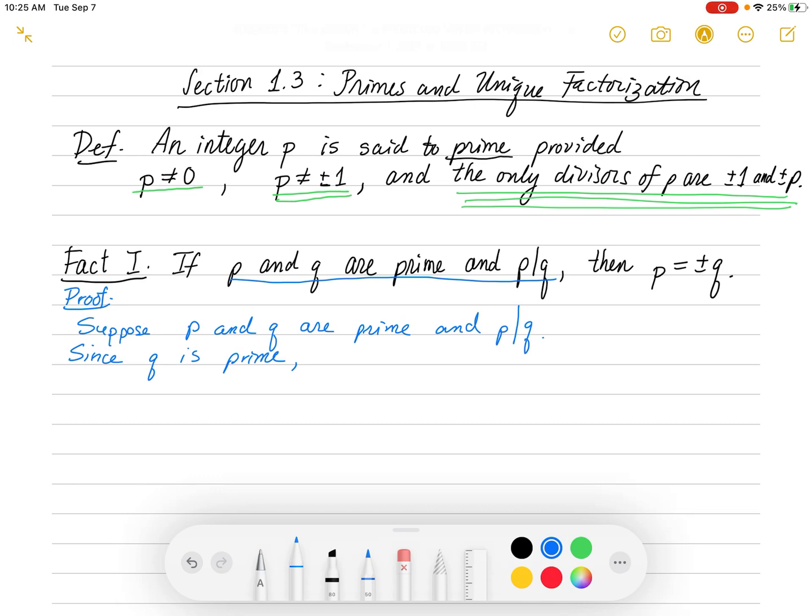But also we know the only divisors of q are plus or minus 1 and plus or minus q. Those are the only divisors of q. Plus or minus 1, plus or minus q. Now note, p is a divisor of q, right? That's part of our hypothesis that we're assuming. P and q are prime, p divides q, so p is a divisor of q.